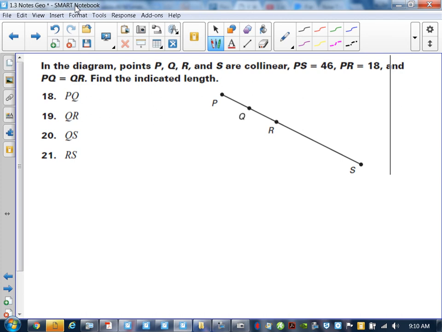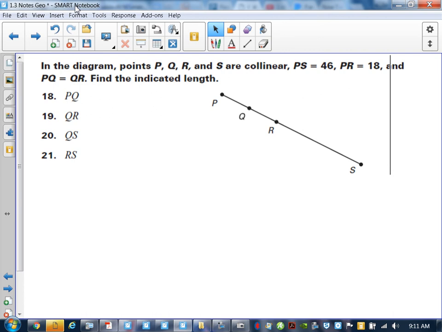Remember, I think this might be our last example that I talked about today. Yesterday, or earlier on, I asked you if it's possible to have more than one point going through and setting up the segment addition. This is a really good example of how that looks.